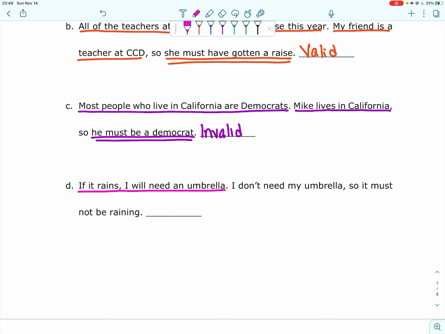If it rains, I will need an umbrella. I don't need my umbrella, so it must not be raining. This one is valid.